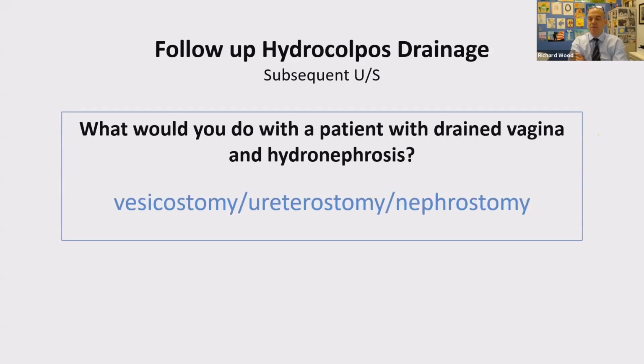So what do you do in a patient where you've drained the vagina, it is decompressed, and the patient still has hydronephrosis? Well, the answer is you need to then address the urinary system in isolation, because the problem therefore cannot be distal obstruction to the ureters, which is caused by the hydrocolpos. So in some cases, you may choose to do a vesicostomy. It may help, excuse me. Otherwise, you may have to do a ureterostomy or a nephrostomy to drain the kidney.